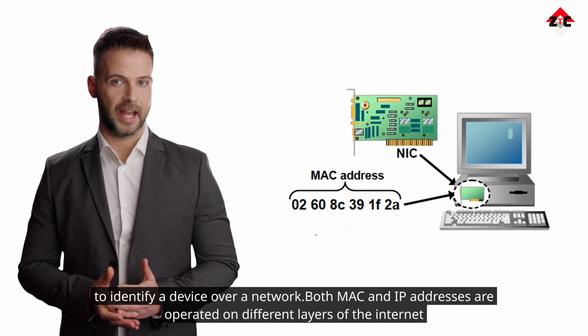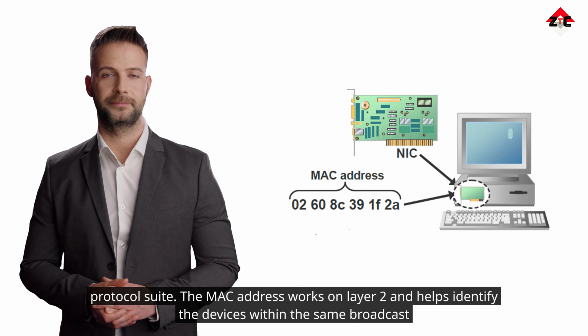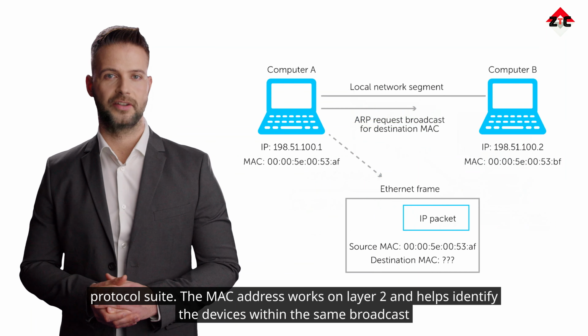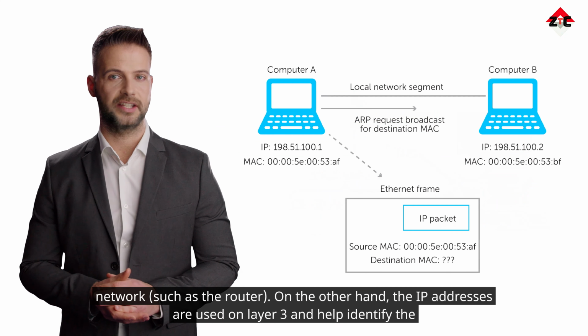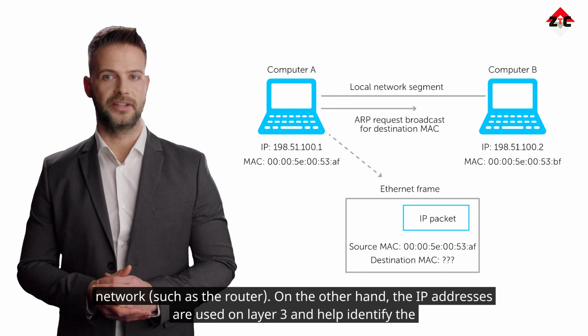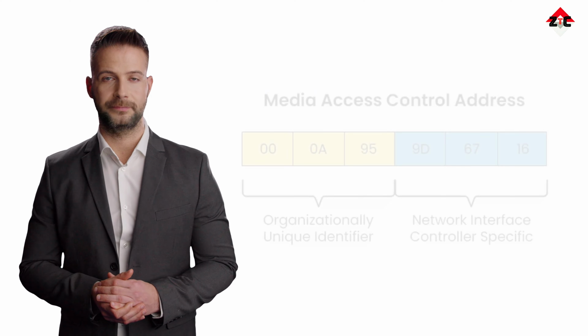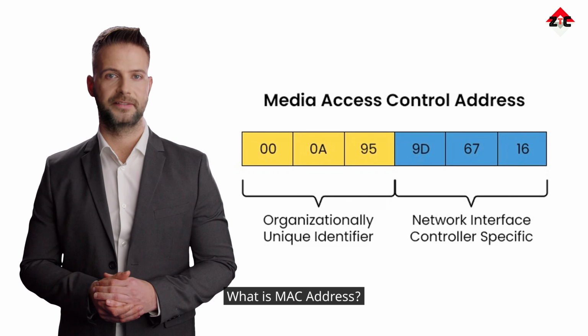Both MAC and IP addresses operate on different layers of the Internet Protocol Suite. The MAC address works on Layer 2 and helps identify the devices within the same broadcast network, such as the router. On the other hand, the IP addresses are used on Layer 3 and help identify the devices on different networks.